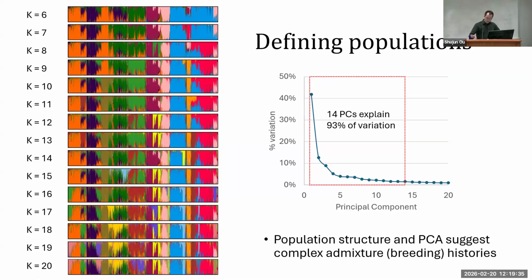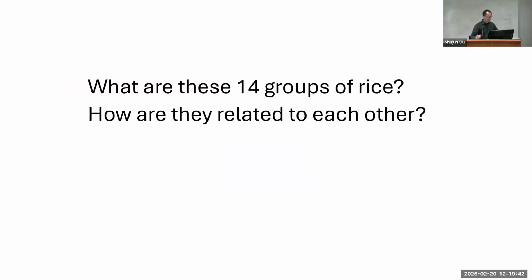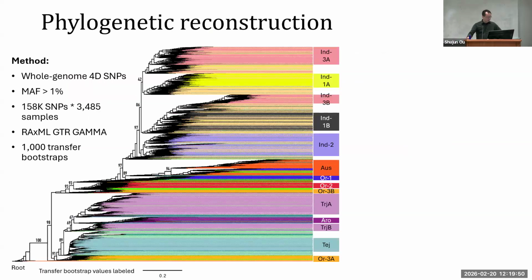So this population structure and PCA suggests a very complicated mixture or maybe even breeding histories. Then I asked, what are these 14 groups of rice? We know there are 14 groups, but what are they, and how are they related to each other? So I made a phylogeny using the four-fold degenerate sites, and then using the minor allele frequency larger than 1%, I ended up with 150,000 SNPs times 3,000 samples.